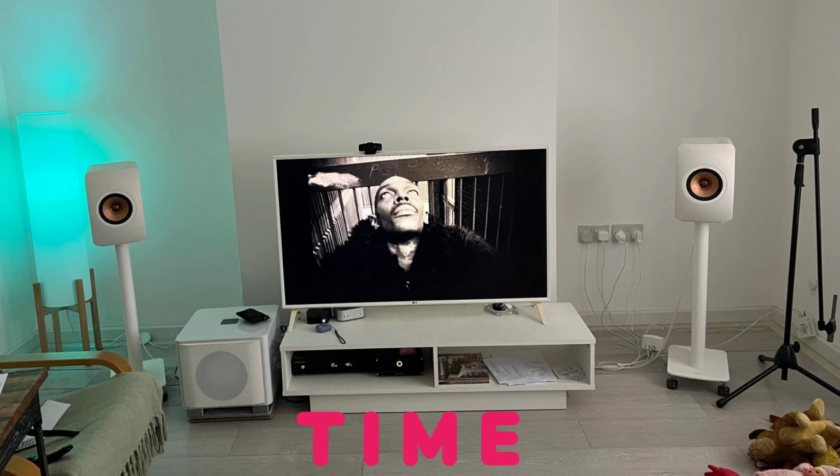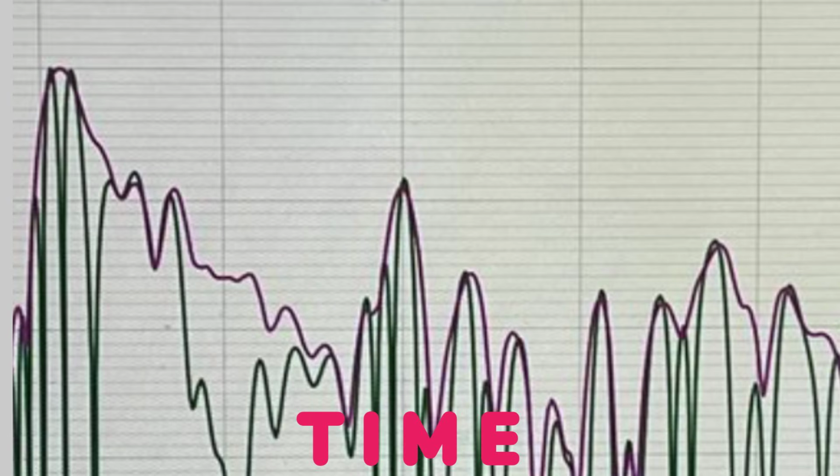In REW, you can look at what's called the impulse response, or the ETC, energy time curve. Along the bottom axis is time, which is really the key thing here, because this is showing us not just what we hear, but when it reaches us.